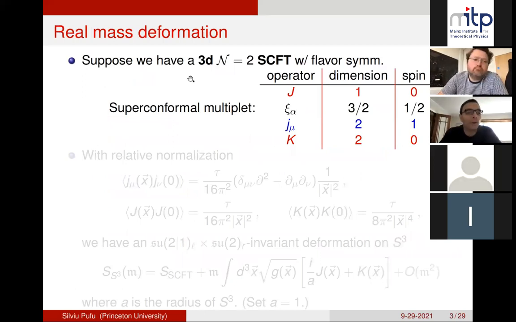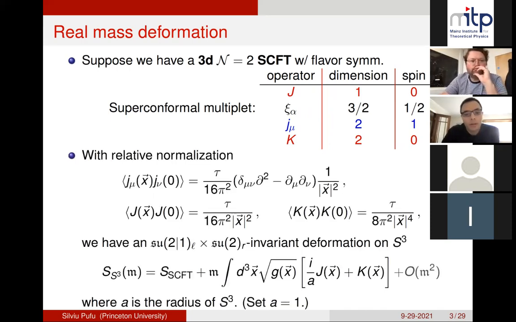Okay, good. So if there's some flavor symmetry, so this is 3D, I'll talk about 3D in this talk, but of course, it would be interesting to do the same thing in 4D. There's a flavor symmetry, there's a conserved current, and the current sits in a superconformal multiplet with other operators. These are conformal primaries, and in particular, there are 2 scalar operators, one of dimension 1 and the other of dimension 2. The one of dimension 1, I call J, the one of dimension 2, I call K.